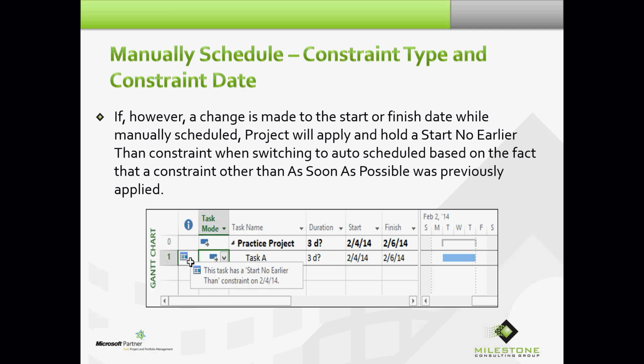But this time, as soon as possible doesn't reestablish itself. Project places a start no earlier than constraint on it, based on the fact that there was a constraint other than as soon as possible previously applied. It took a while years ago to figure all this stuff out, but you can see there's so much to this concept of manually scheduled mode if you get away from top-down planning at the summary task level.